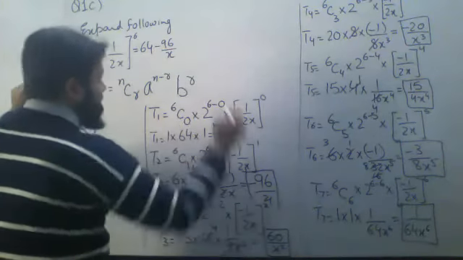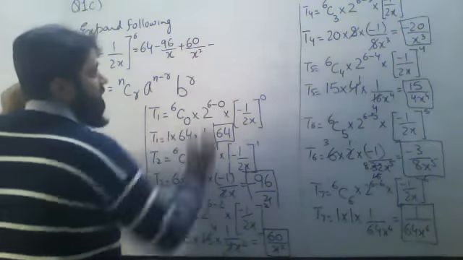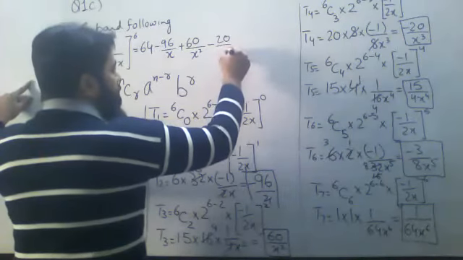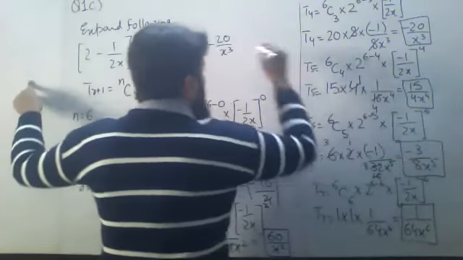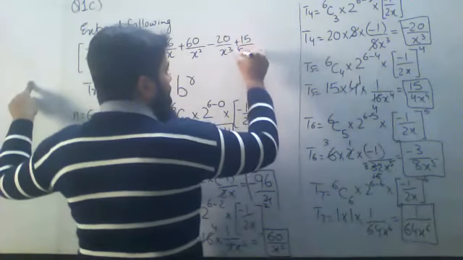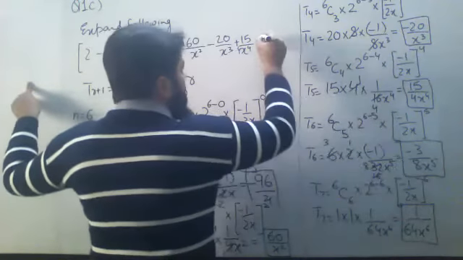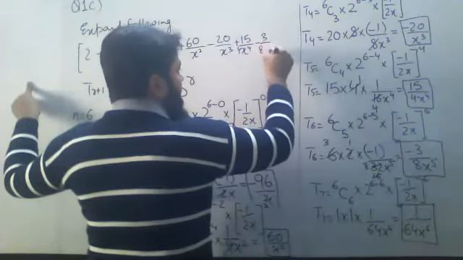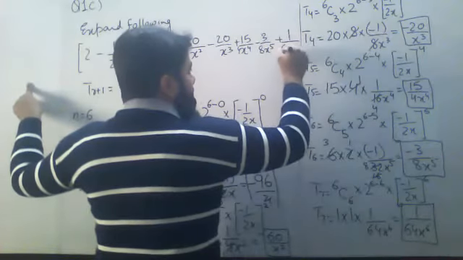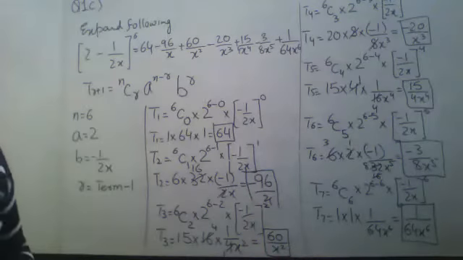x plus 60 over x square minus 20 over x cube plus 15 over 4x4 minus 3 over 8x5 plus 1 over 64 x power 6, and this is how you are going to do the expansion.